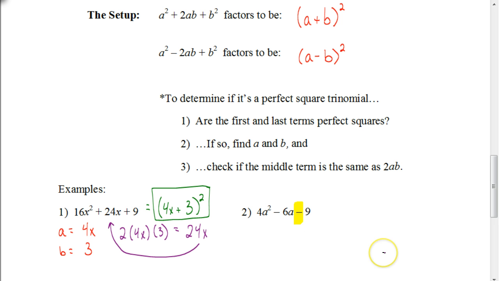Well, there's a problem right there. This is a minus and a minus, and to be a perfect square trinomial, it's either got to be a plus and a plus or a minus and a plus. So this is not factorable.